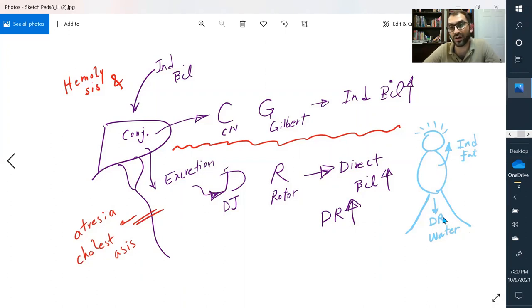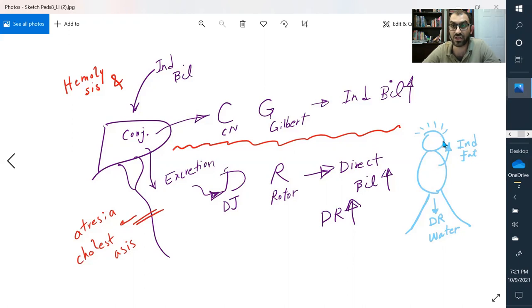Direct bili is water soluble and goes directly into my urine and makes my urine dark directly. Indirect bili moves indirectly. Direct, look at the arrow. Direct moves directly toward the urine.